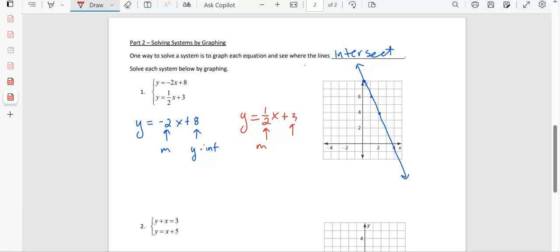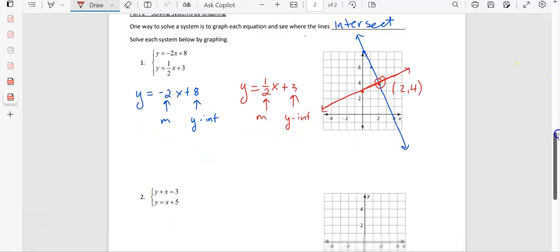Our slope is 1/2, our y-intercept is 3. That's not super accurate, but there is our solution, point (2, 4). And I'm not going to check that because we already checked it in the warm-up. But for the other ones, we're going to check. Now, both of these lines were written in slope-intercept form, so that's the method that I used to graph them. But just a reminder is that there are other ways to graph equations.